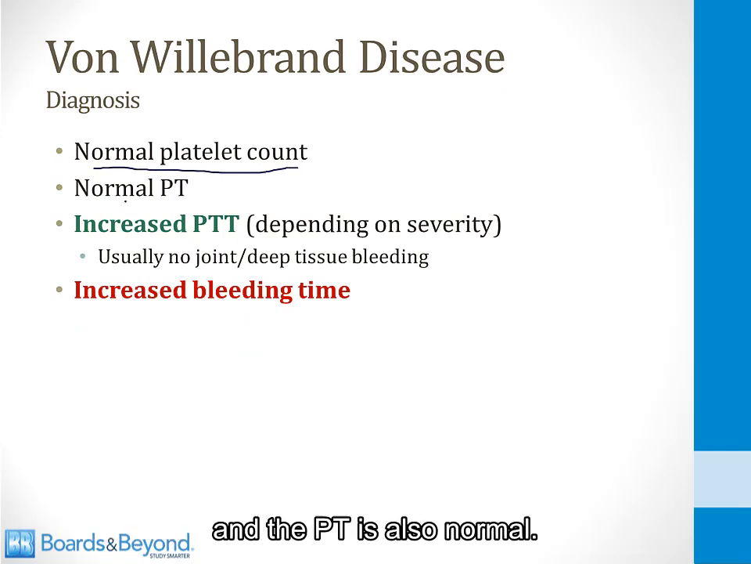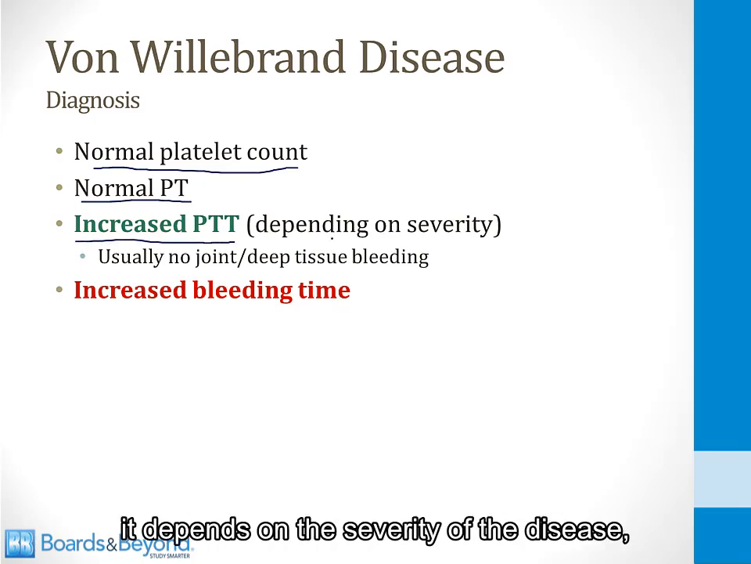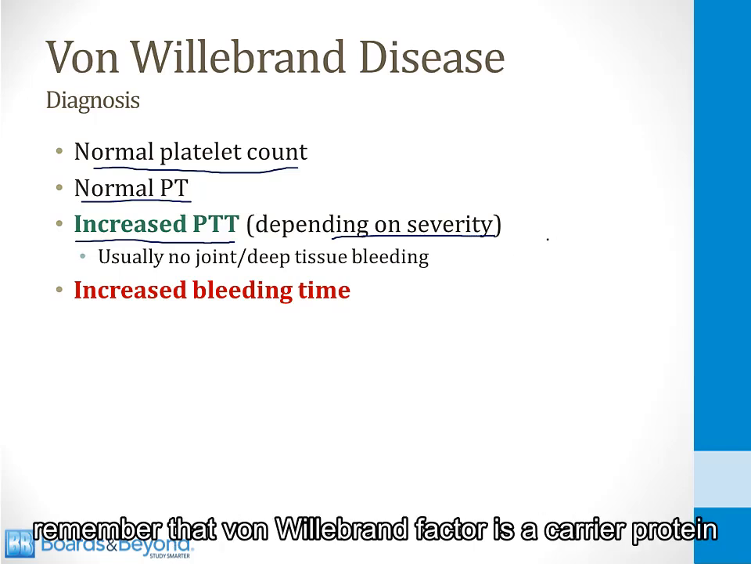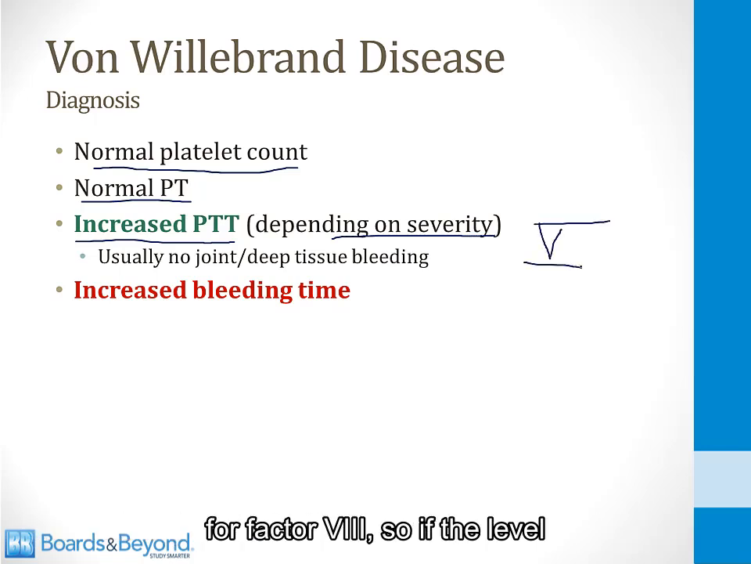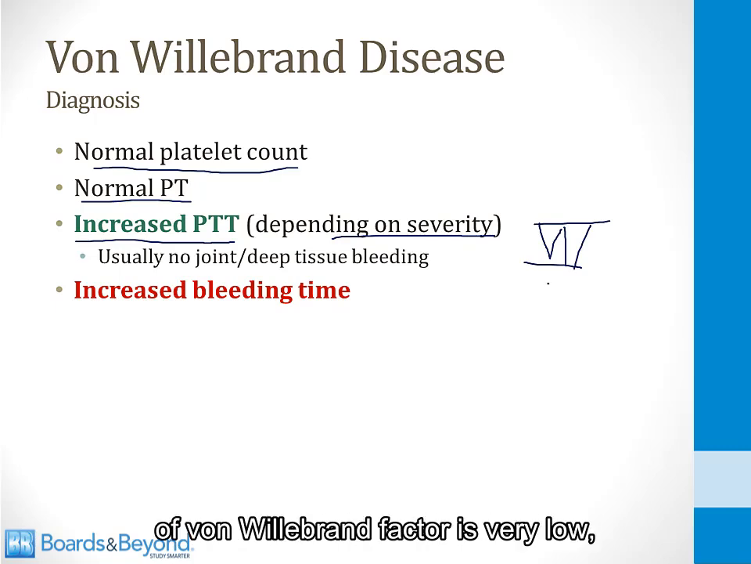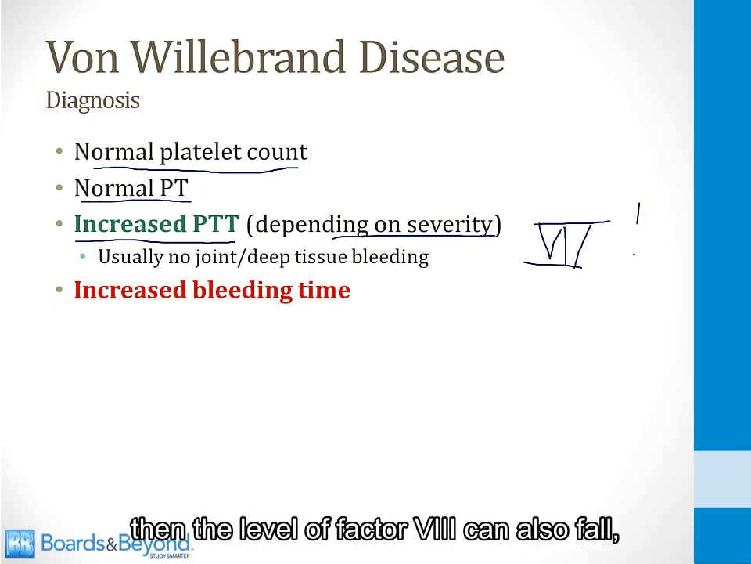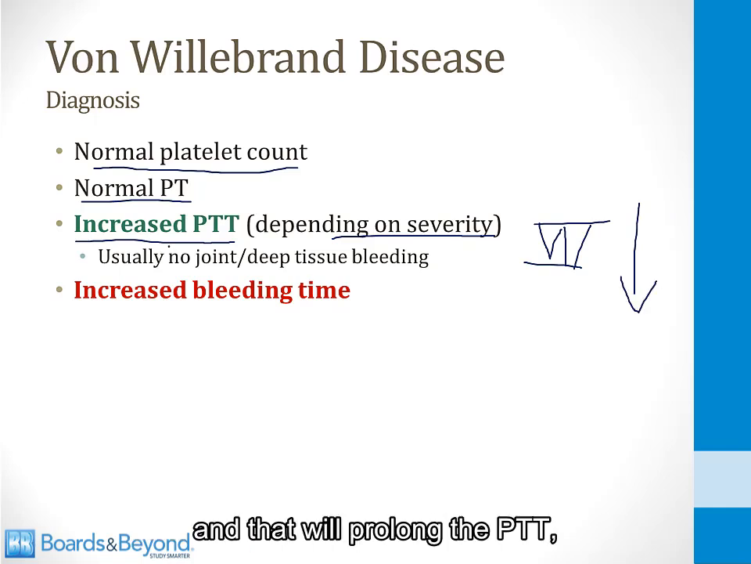platelet count is normal and the PT is also normal. You may see an increased PTT. It depends on the severity of the disease. Remember that von Willebrand factor is a carrier protein for factor VIII. So if the level of von Willebrand factor is very low, then the level of factor VIII can also fall, and that will prolong the PTT.